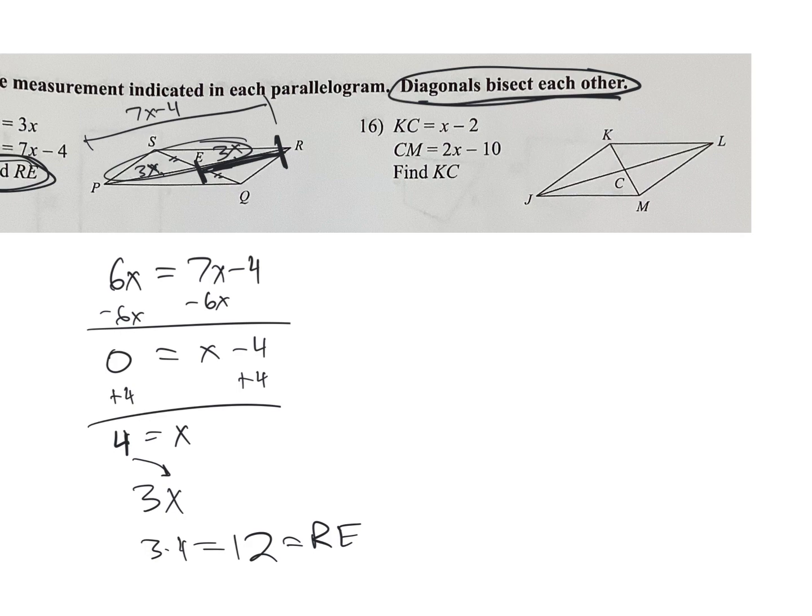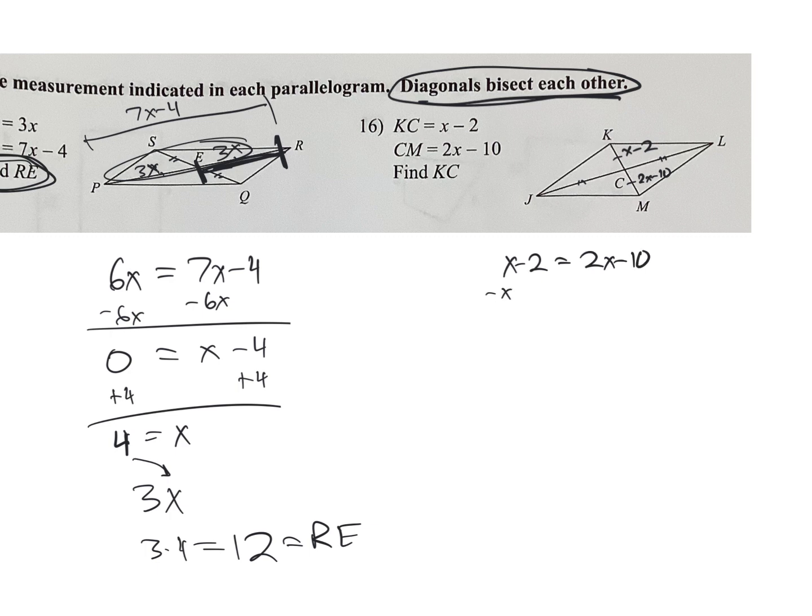So KC, again, these are bisectors, so each of the segments are equal to each other. KC is x minus 2, and CM is 2x minus 10. There's nothing there that gives you the total like the last problem. These two are just equal to each other. So x minus 2 is equal to 2x minus 10.